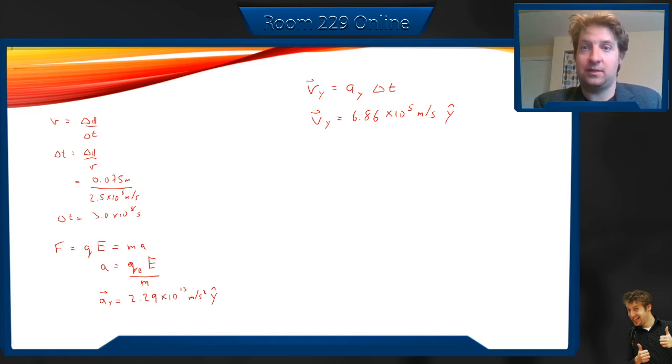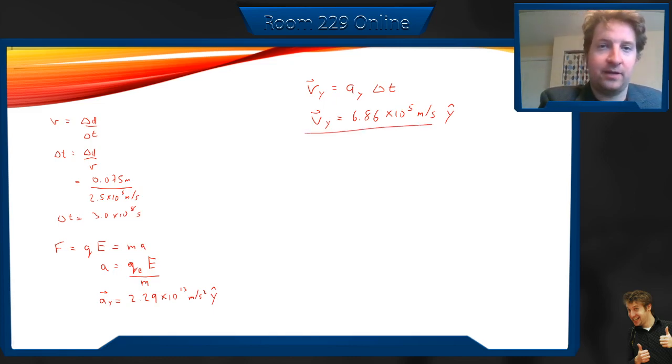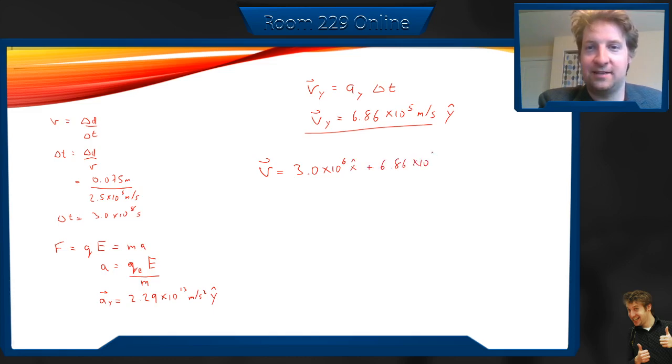It started off at rest in the y direction, but now we've increased its speed by sending it through this potential to a new speed. I've steered it in an upward direction. The question was, what's the velocity? So I can come up with a velocity. If I want to cheat, I can say that my velocity is going to be 3.0 times 10 to the 6 x hat plus 6.86 times 10 to the 5 y hat meters per second. I can say that, but I don't like that.